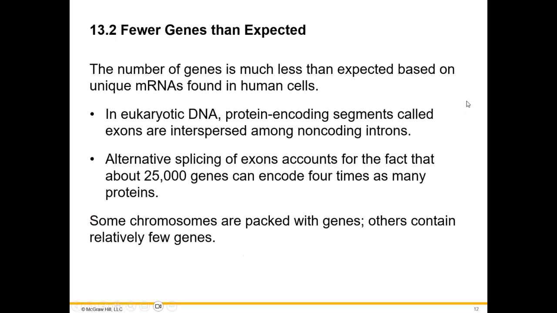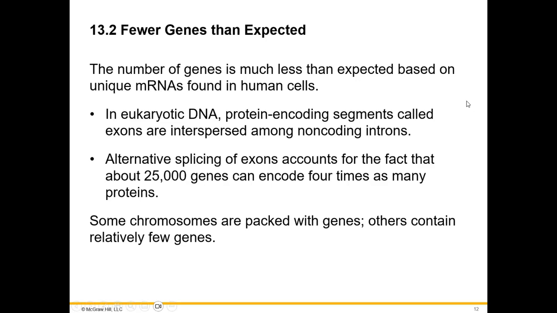The number of genes is going to be much less than was originally expected based on unique mRNAs found in human cells, because our first guess of how many genes would be in the entire genome is based on all the different combinations of messenger RNAs that we know code for proteins. But in eukaryotic DNA, those protein encoding segments are called exons, and they are interspersed among what we've previously mentioned, the non-coding portions of DNA called introns.